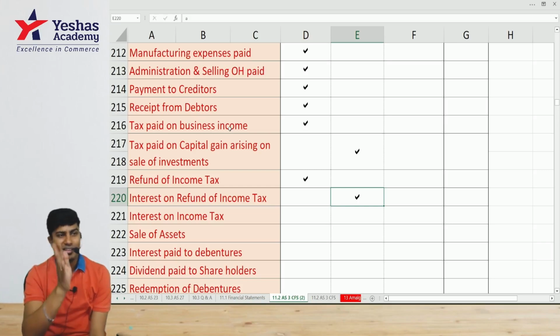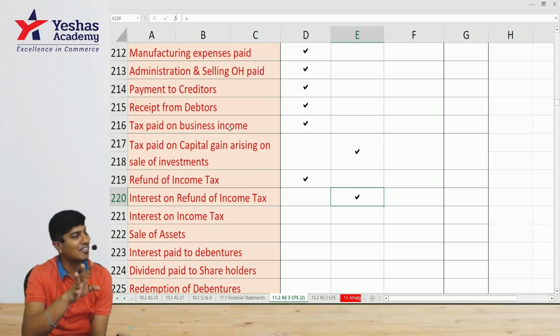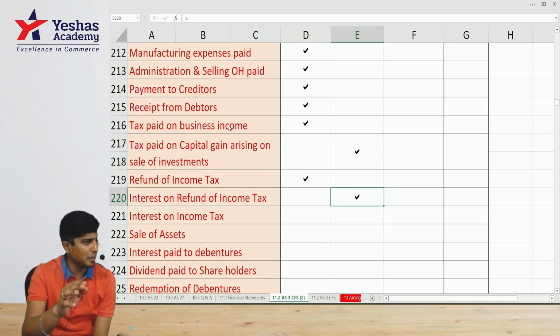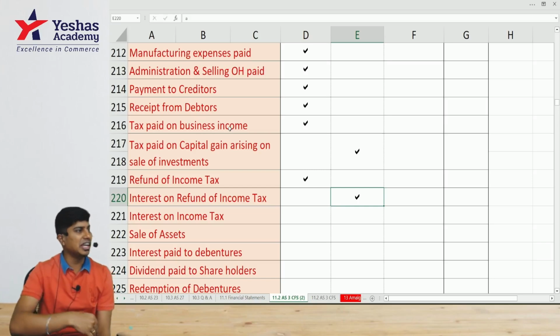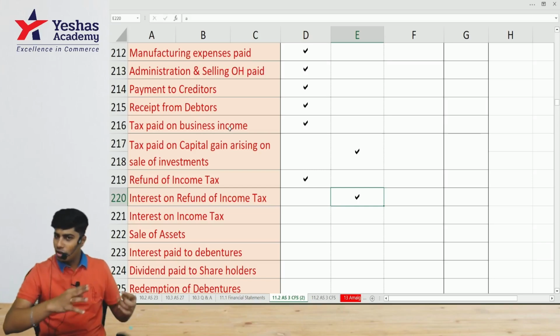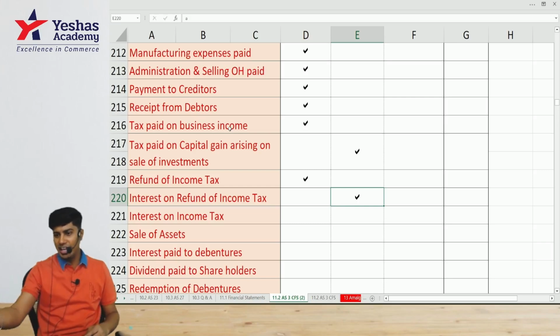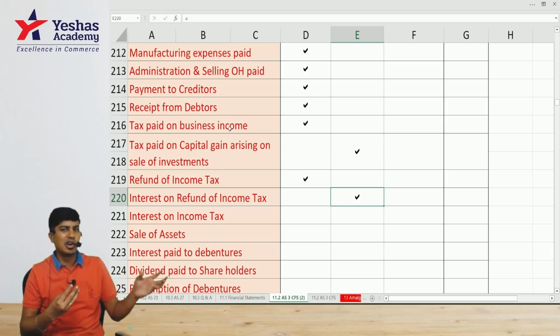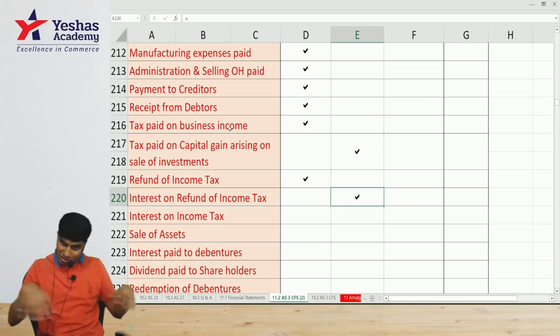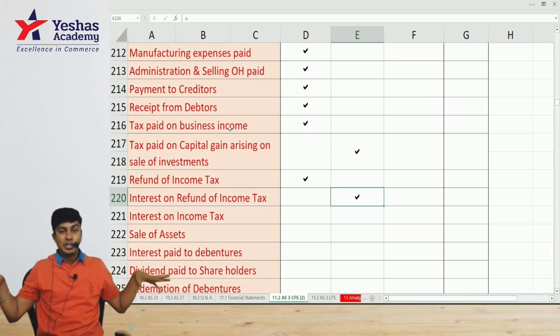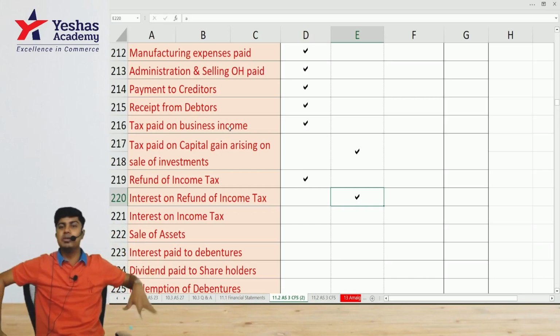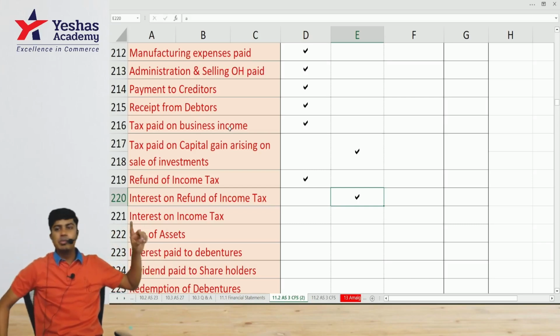Remember this. When you get interest, it is considered as an investing activity. Interest is always considered as an investing activity. Interest is never operating. You know when interest is operating? When your business itself is lending and borrowing. You are not manufacturing or trading any product. What is your business? Take money at 3% interest, give it at 4% interest. Money is your business. Then interest will become operating.